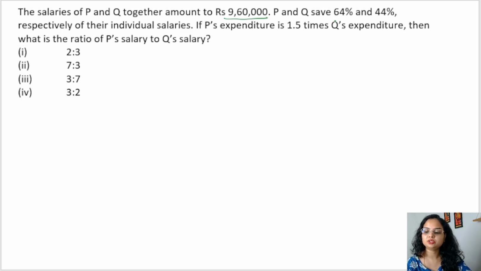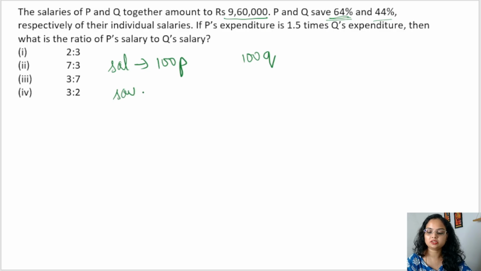Next one, the salaries of P, Q and R together amount to 9,60,000. P and Q save 64% and 44% respectively of their individual salaries. So we will assume the salary of P as 100P and the salary of Q as 100Q. These are the salaries. P and Q save 64%. Okay, what is the saving? It is 64% of 100P. It is 64 divided by 100, 64% of the salary. It is 64P.